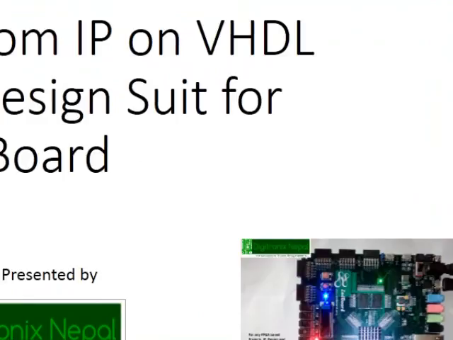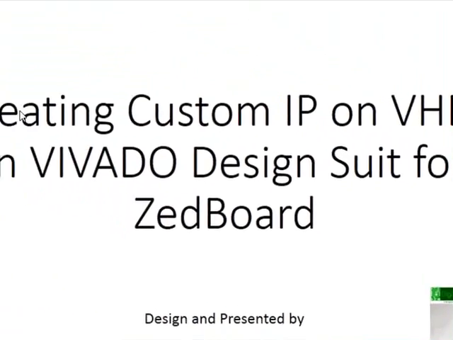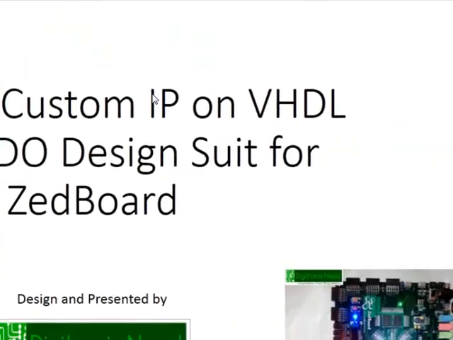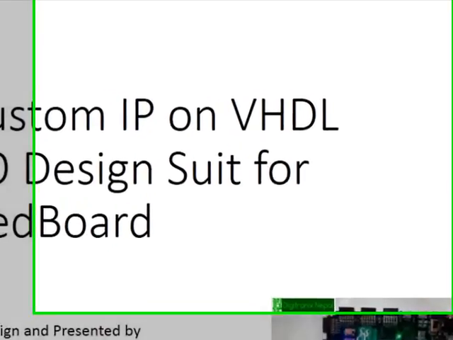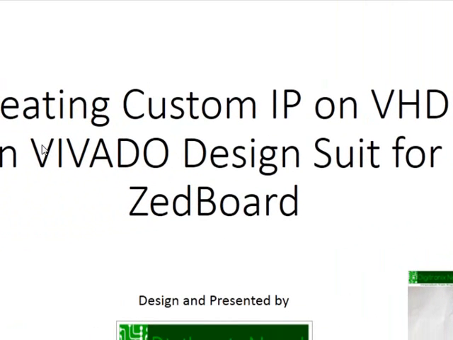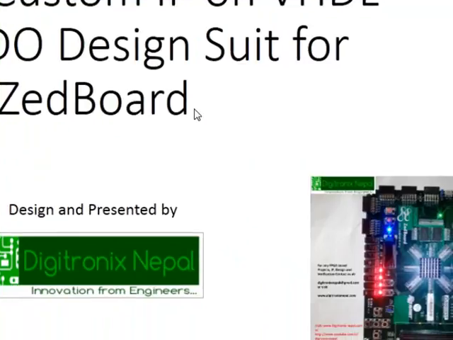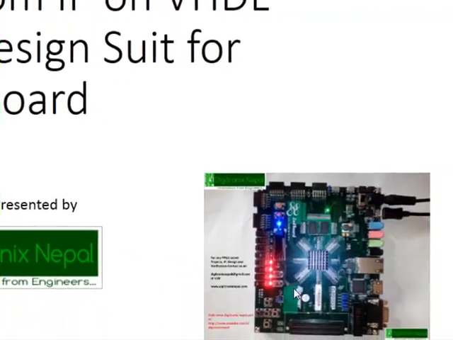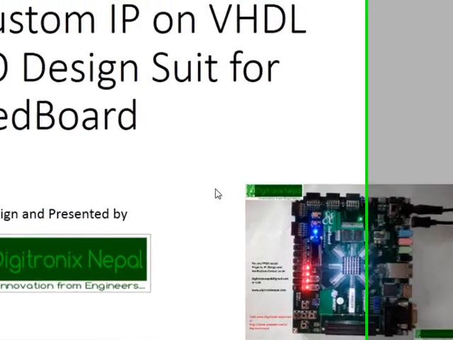So in this session, we are going to have a session on creating custom IP, intellectual property, like a design on VHDL. Previously, we already have a tutorial on creating custom IP on Verilog. In this tutorial, we are going to do it on VHDL in Vivado Design Suite for ZedBoard FPGA. So we can see here ZedBoard. So we will have a design which can be used for implementing on ZedBoard. So let's proceed on today's design.